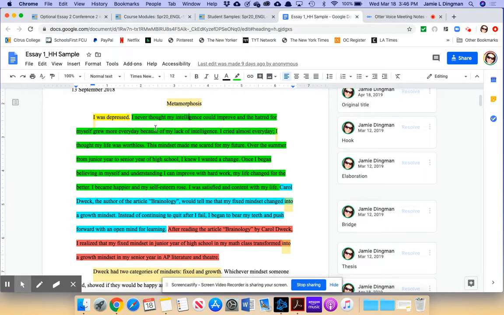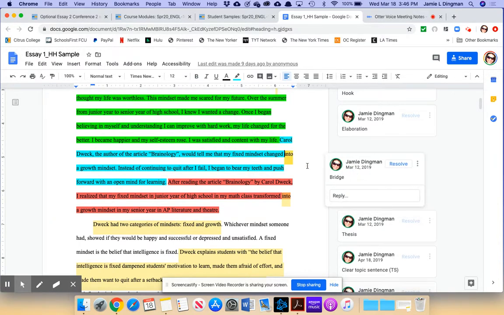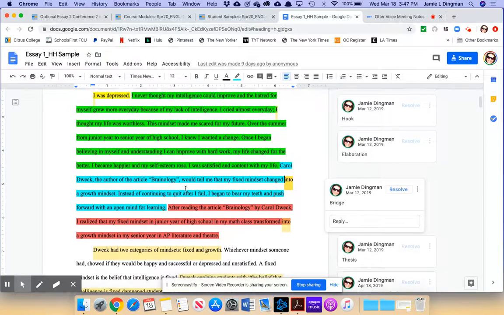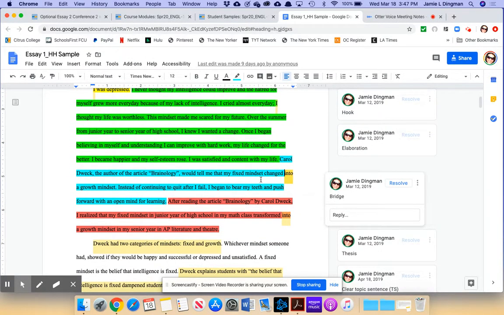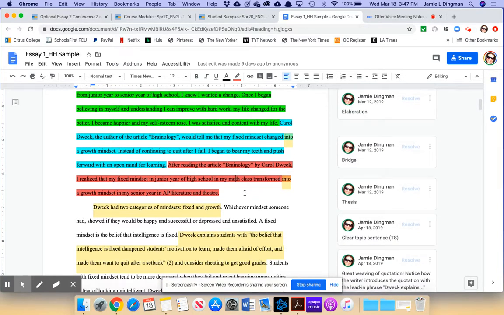Okay, so I love this introduction. The hook there makes me want to read more. In the elaboration here, she fills in and explains to us exactly why she was depressed, right? This is the bridge where she's introducing Carol Dweck and Brainology and the concept of fixed and growth mindset. And that connects this background information to our thesis. And the last part of her introduction is that thesis.